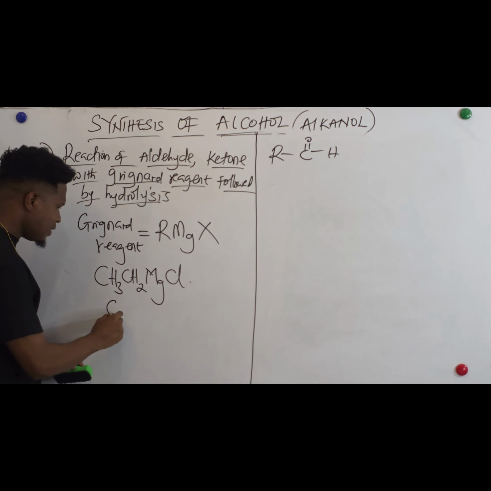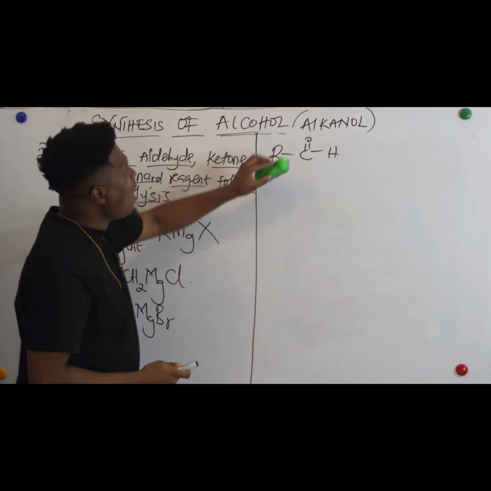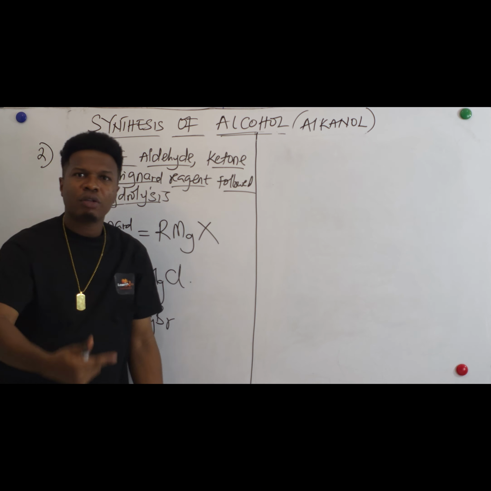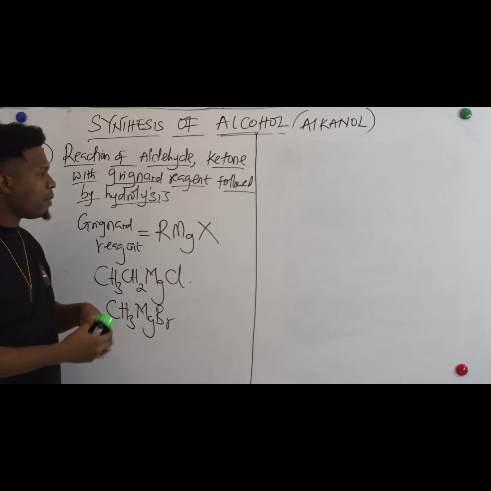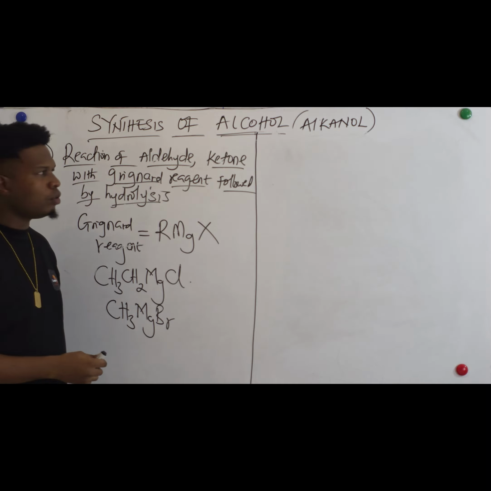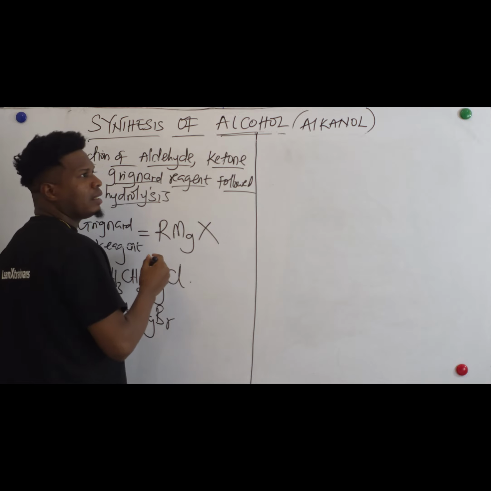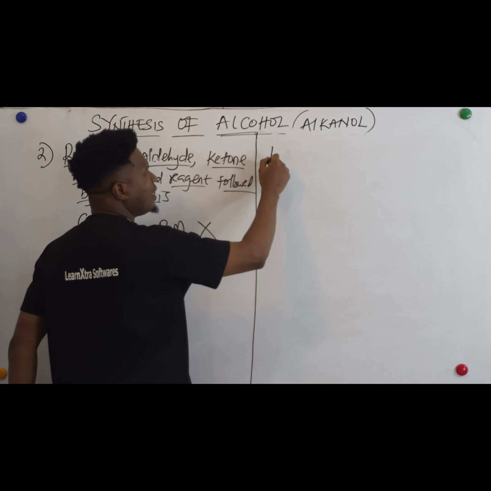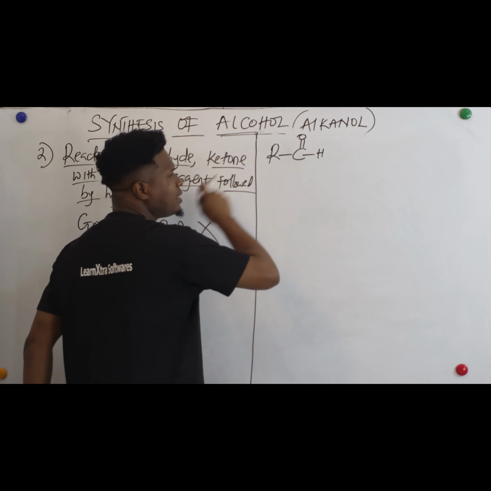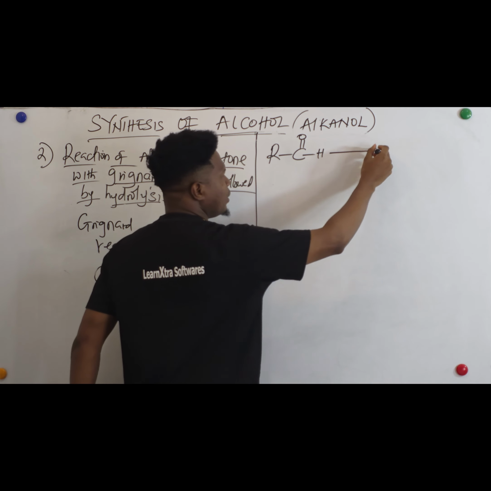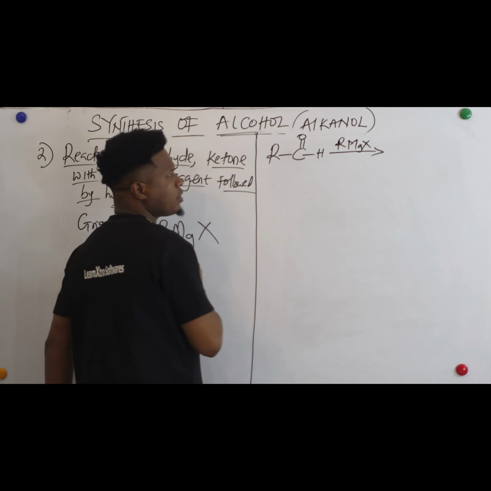When you react a Grignard reagent with an aldehyde or ketone, the next step is to hydrolyze it to get your alcohols. Now, how can we get primary, secondary, and tertiary alcohols? By reacting aldehydes and ketones with Grignard, then hydrolysis. Let me show you. For example, let's use an aldehyde. Aldehydes are R, C double bond O, single bond H. If you treat this aldehyde with a Grignard reagent, let's use RMgX as a case study.